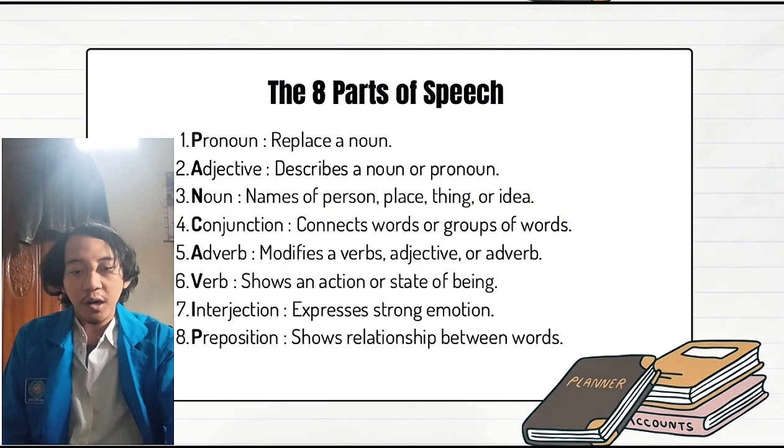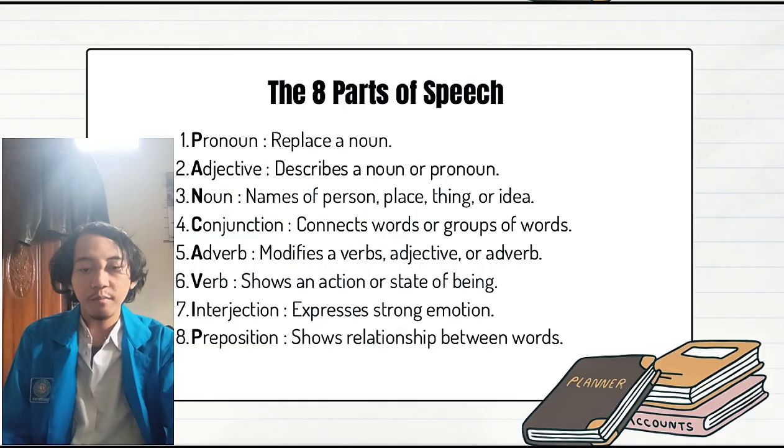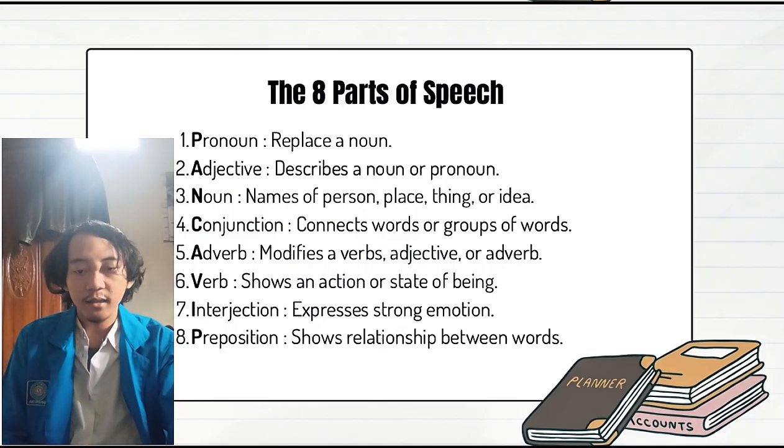There are 8 parts of speech. The first is pronoun. A pronoun replaces a noun. The second is adjective. An adjective describes a noun or pronoun. The third is noun, the names of a person, place, thing, or idea.